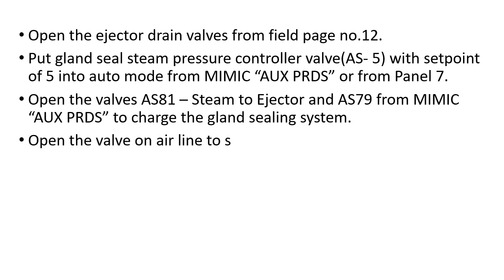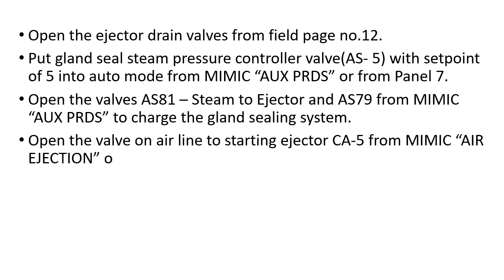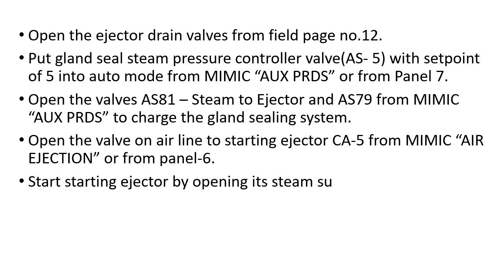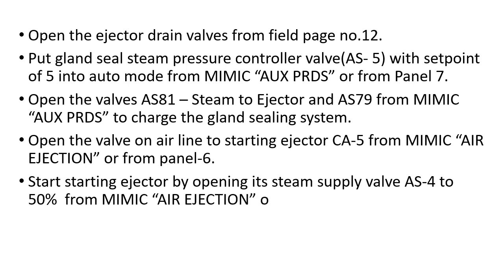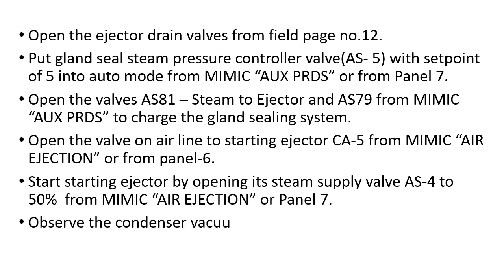Open the valve on the air line of the starting ejector CA5. So first of all you open the starting ejector air valve from mimic air ejection or from panel number 6. Start the starting ejector by opening a steam supply valve AS4 to 50% from mimic air ejection or panel 7.